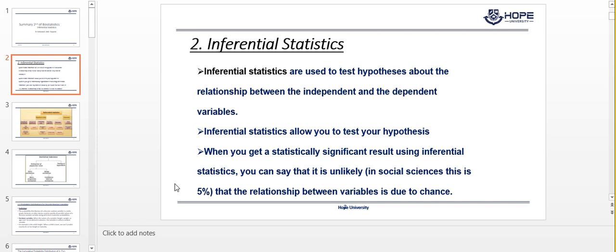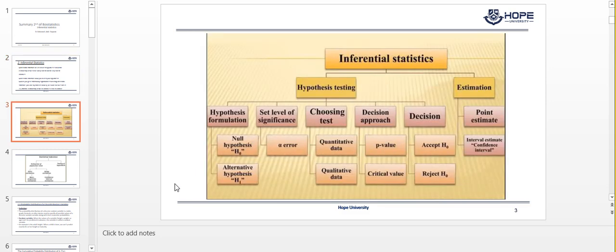So that mostly discusses the issue of the independent variable and dependent variable, and allows you to test your hypothesis. And when you are getting statistical significance, that means you are making decisions by inferential statistics, and you can say that it is significantly important or insignificantly important, using a 5% error level, or that the relationship between variables is due to chance.